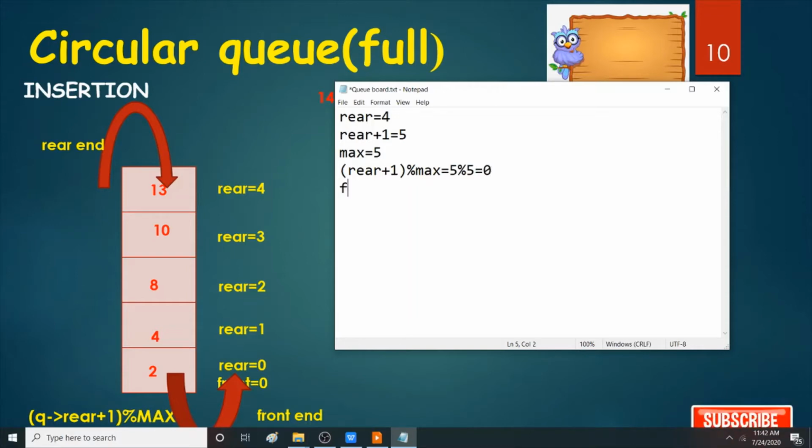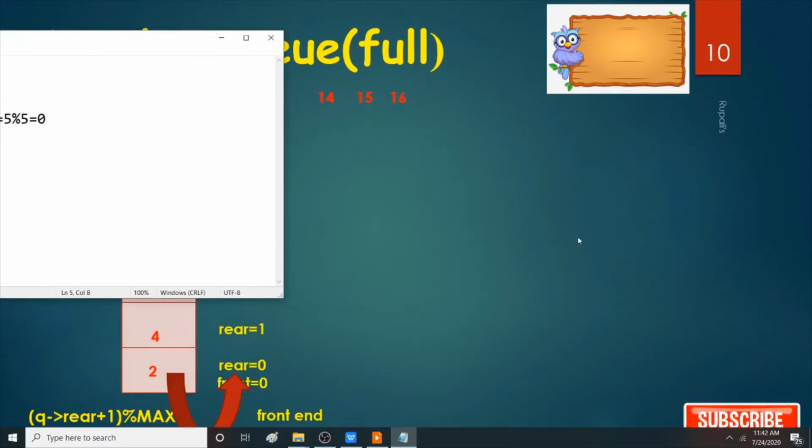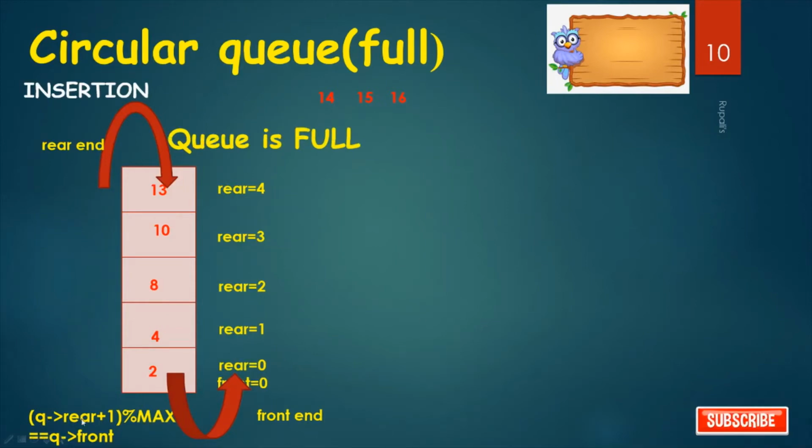What is the front value? Front is the deleting end. No deletion is done yet. So, front is 0. So, when rear plus 1 mod max is equal to 0 and front is 0, when both are equal, then we can say that the queue is full. So, the queue is full. Now, see this case. Now queue is full. So, the condition is when rear plus 1 mod max equals queue front.